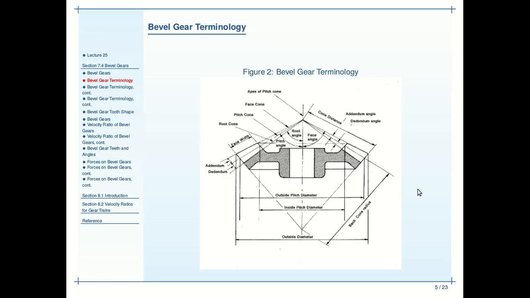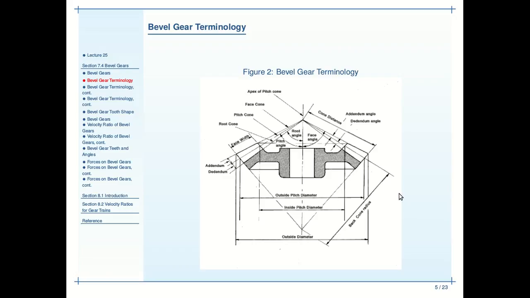The inside pitch diameter, that's the end of the teeth here. The diameter based on the axis of rotation of the gear at the intersection of the end of the teeth with the pitch cone. The outside pitch diameter is similar. It's just the outside of that pitch diameter.